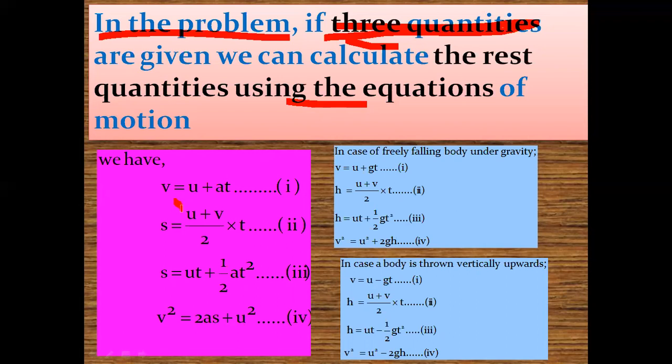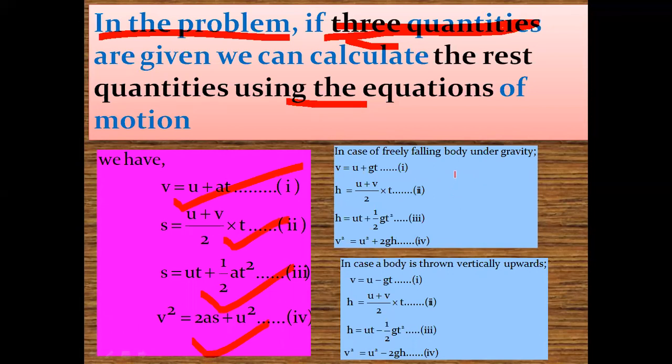According to equation number 1, we have v is equal to u plus at. According to the second equation, we have s is equal to (u plus v) by 2 into t. According to the third equation, we have s equal to ut plus 1 by 2 at square. According to the fourth equation, we have v square equal to u square plus 2as. And we discussed the points to remember also.